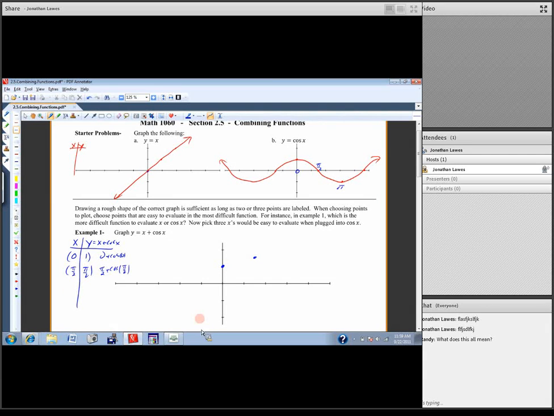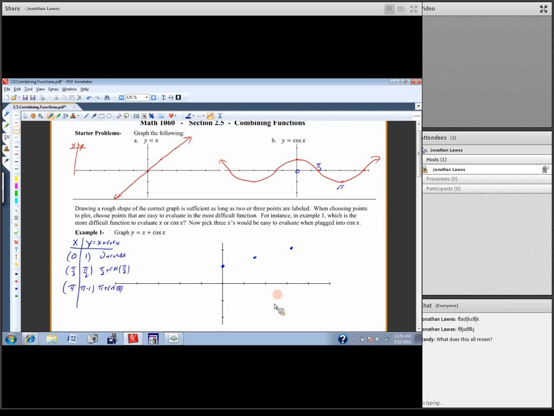And then let's throw pi in there. So if we put pi in there, we get pi plus the cosine of pi. So that's pi. Cosine of pi is negative 1. So this is going to be pi minus 1, which is weird, but we can graph that. That would be about 3.14, and then up about 2.14. So that's going to be about right there.